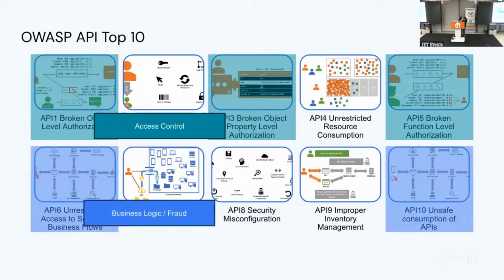Number 2 is business logic, or API fraud. This is about me as an attacker using your API in ways that you weren't expecting me to, making a negative number for an order. What does that do? Does that mean I get a refund? Does that mean I get an angry email?